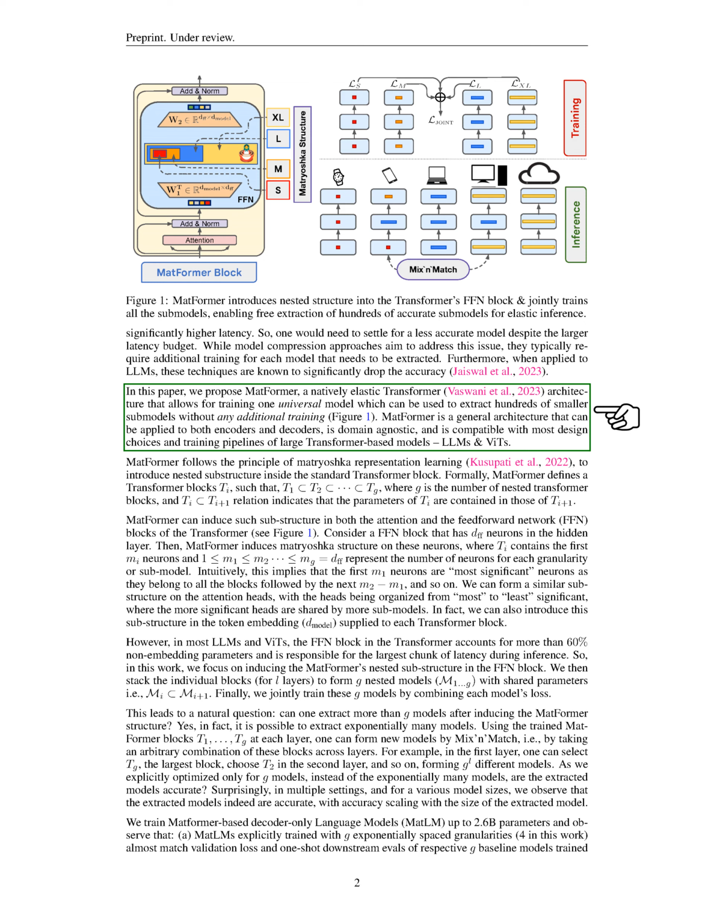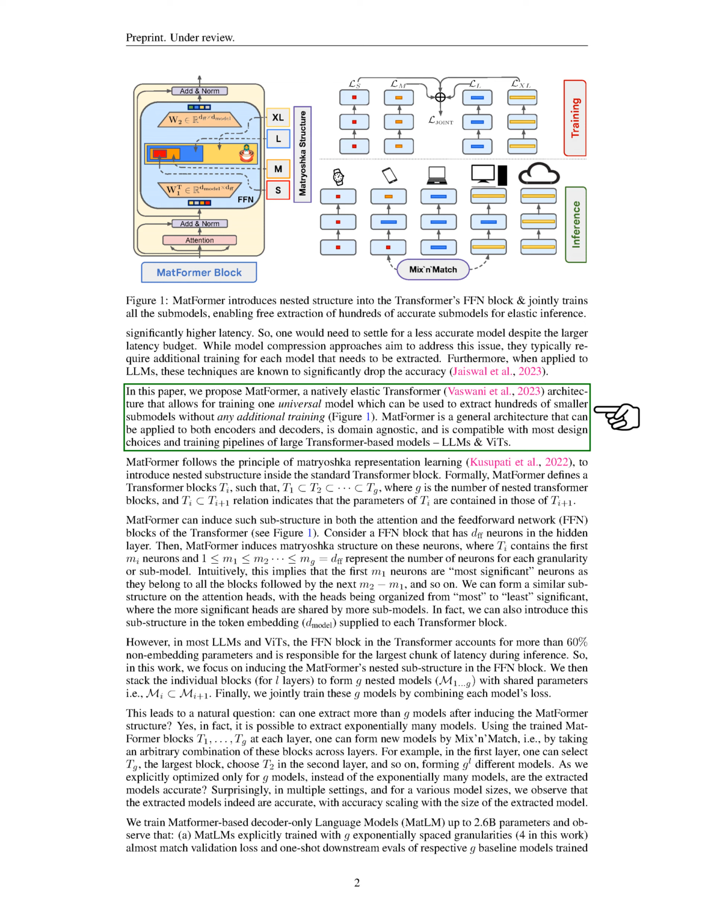MatFormer is a general architecture that can be applied to both encoders and decoders, is domain agnostic, and is compatible with most design choices and training pipelines of large transformer-based models, LLMs and vision transformers, ViTs. MatFormer introduces a nested substructure inside the standard transformer block, following the principle of Matryoshka representation learning. This means that each transformer block is contained within the next, with the parameters of each block contained within the parameters of the next. This substructure can be induced in both the attention and the feed-forward network, FFN, blocks of the transformer.